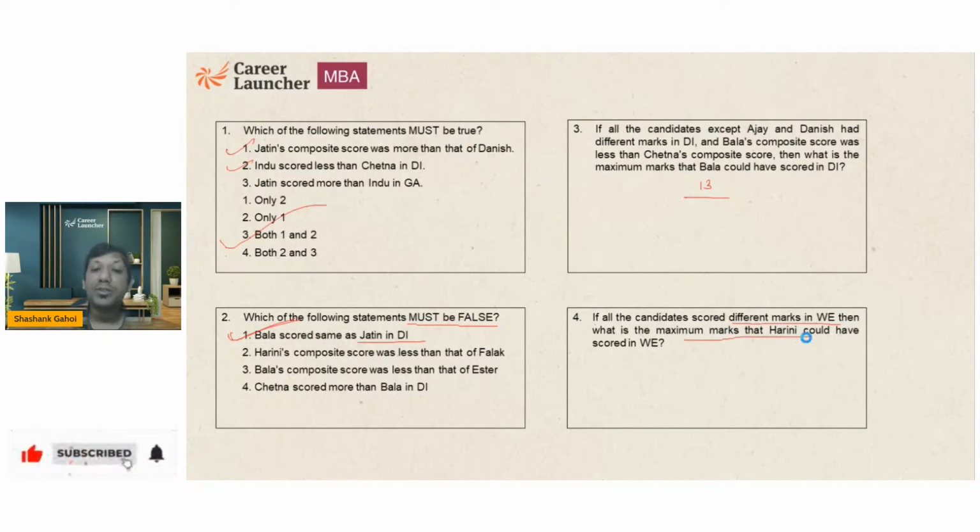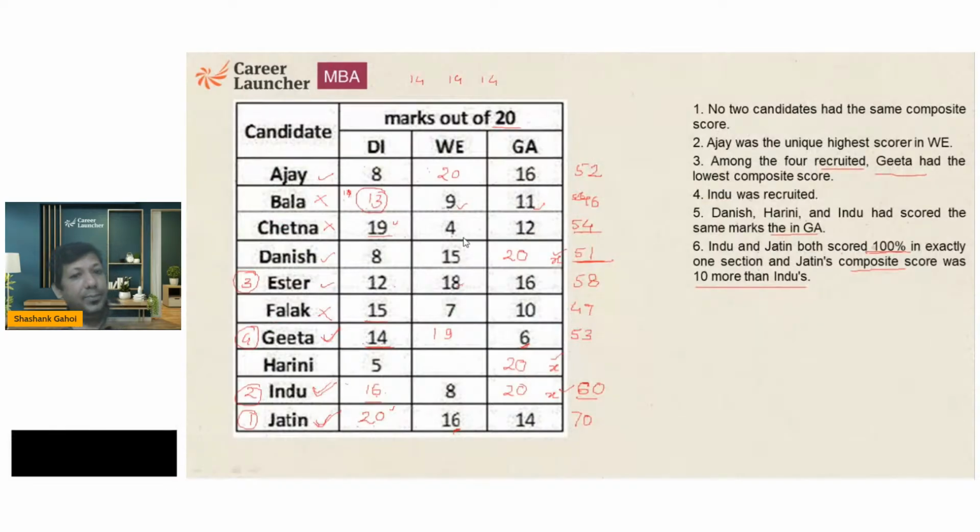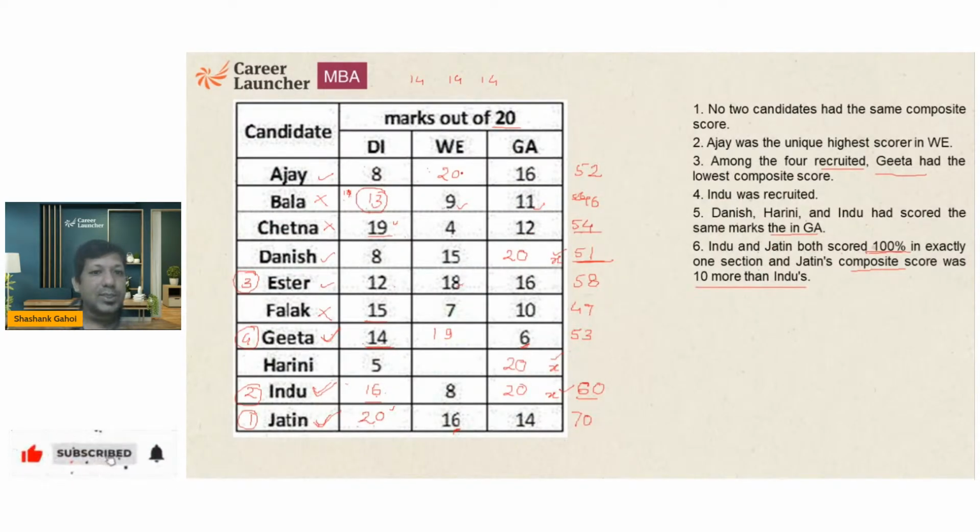marks Harni could have scored in WE? सबका जो WE में marks अलग अलग है. So now this is 20, this is 19, this is 18, this is 16, this is 15. Now we are looking for Harni's marks. So the Harni can be either 17. So highest possible value can be 17 or it can be 14. 17 के बाद 14 होगा. दोनों पे check कर लेते हैं.